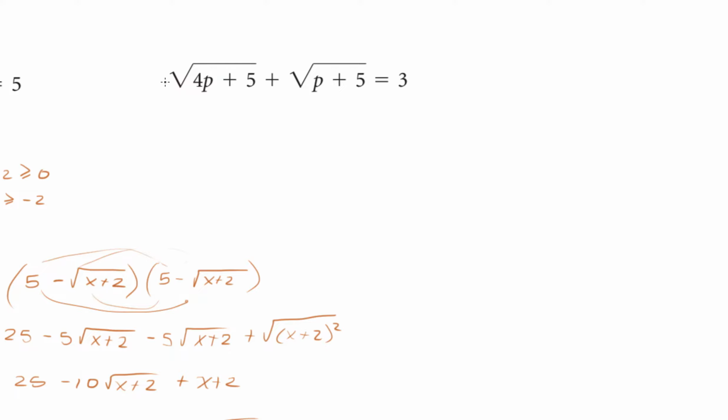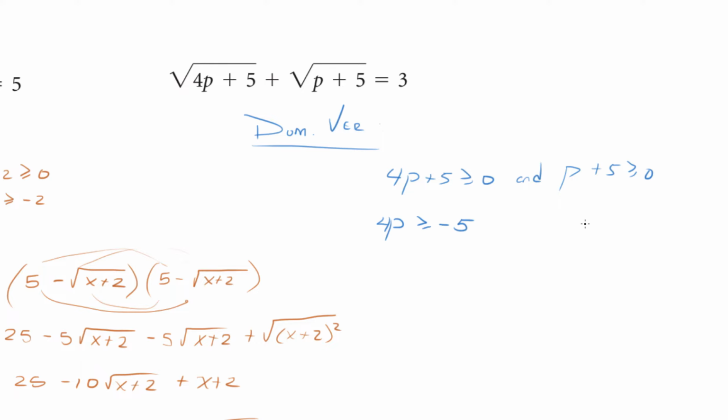So again, from here, we find the domain verification. Okay, very important. Do not forget that. That's going to be on the test. Do not forget that. Okay, so 4p plus 5 is greater or equal to 0. p plus 5 is greater or equal to 0. Okay, so 4p is greater or equal to negative 5. p is greater or equal to negative 5.